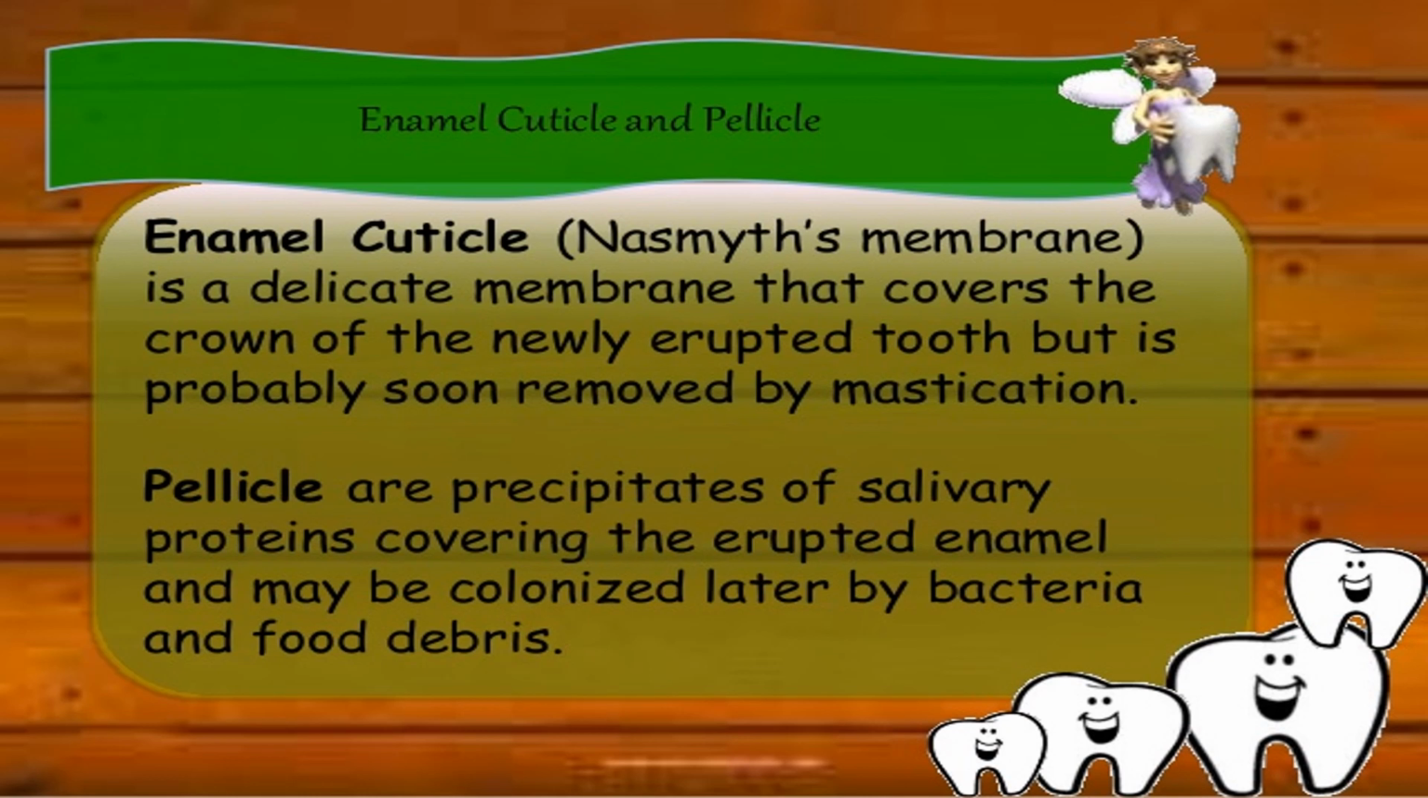Now enamel cuticle and pellicle. What is enamel cuticle? Nasmyth's membrane is a delicate membrane that covers the crown of a newly erupted tooth but is probably soon removed by mastication. Nasmyth's membrane is a very delicate membrane that covers the crown of a newly erupted tooth but is probably soon removed by mastication. Pellicle is a precipitation of salivary proteins covering the erupted enamel and may be colonized later by bacteria and food debris.